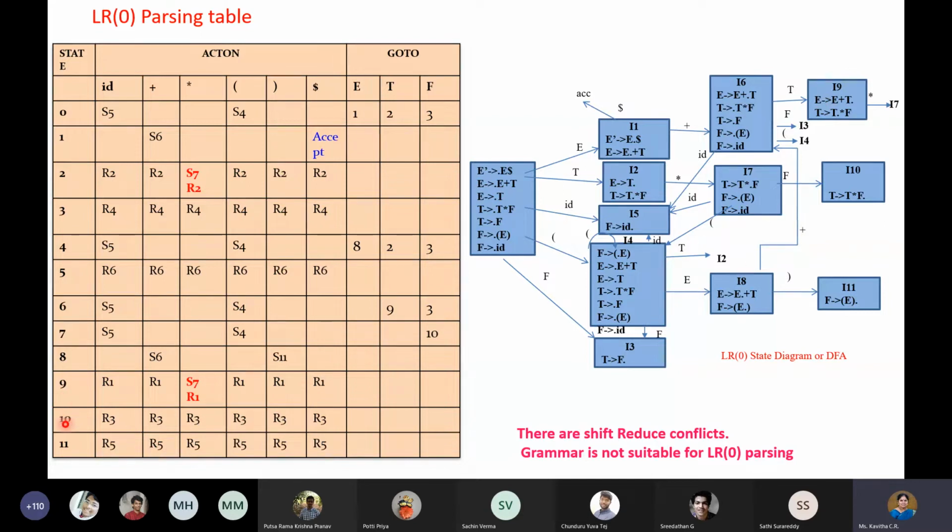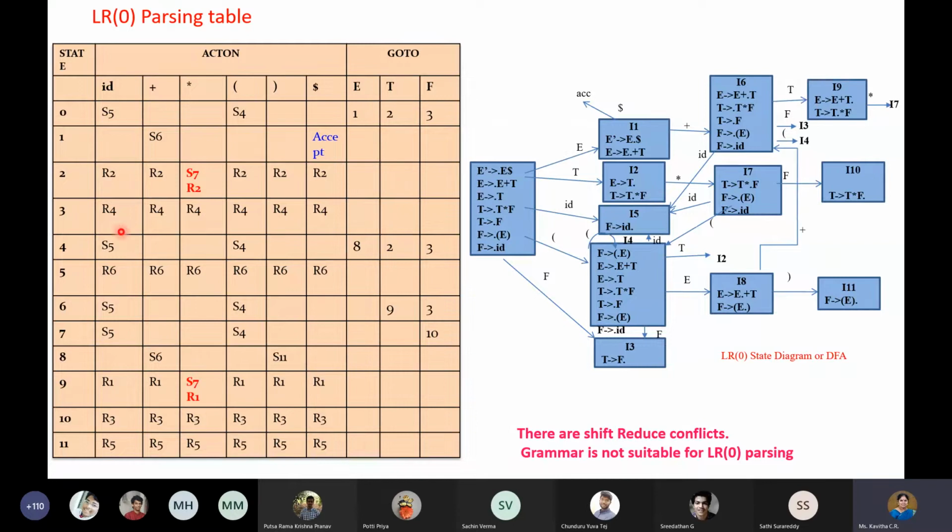Coming to state number 10, you have only one possibility, that is the reduce action. T gives T star F, with the dot in the rightmost position. Therefore, this is supposed to be the reduce action, and that rule is rule number 3. So R3 is applied for all the terminal symbols. Okay. Coming to the last state, the 11th state, we have only the reduce action, and this rule is supposed to be rule number 5, and we apply rule number 5 for all.